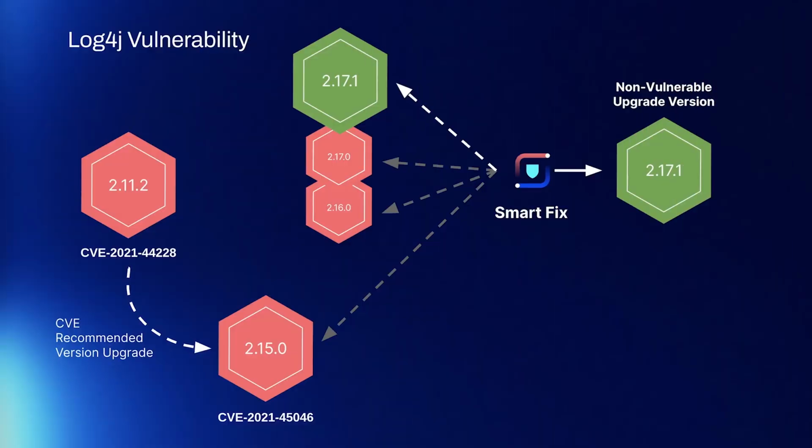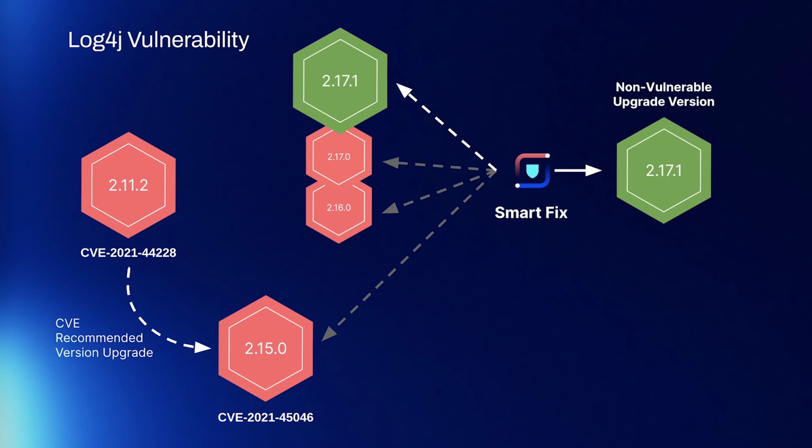Lacework Smart Fix isn't just another vulnerability scanner. While typical tools might inform you of a safe version to patch a specific security hole identified by a CVE, Smart Fix goes several steps further. For example, in this diagram on the left, we have a log4j vulnerability, CVE-2021-44228, in our open source library, which is at version 2.11.2.